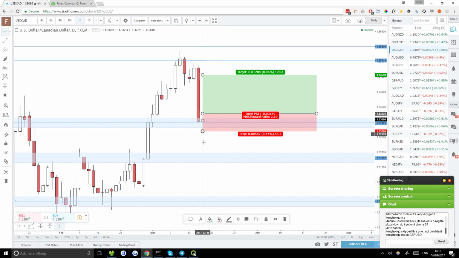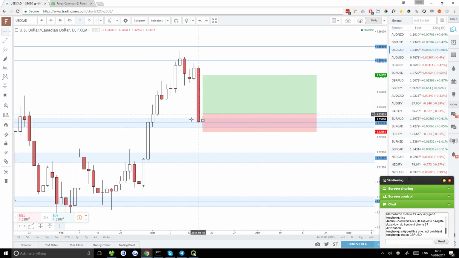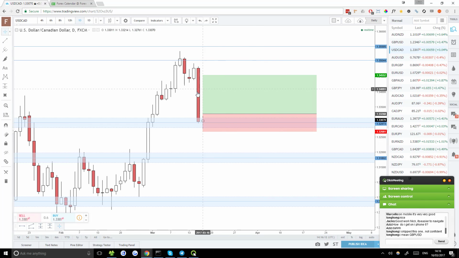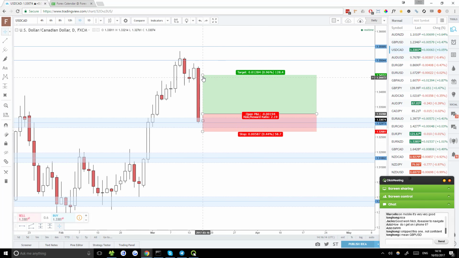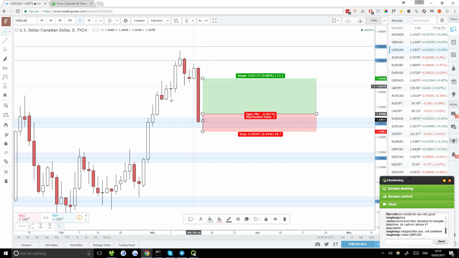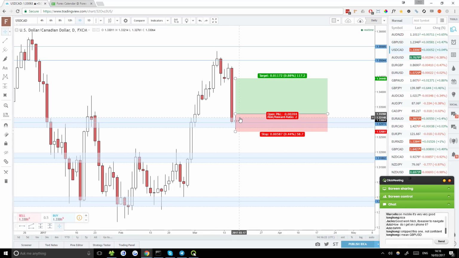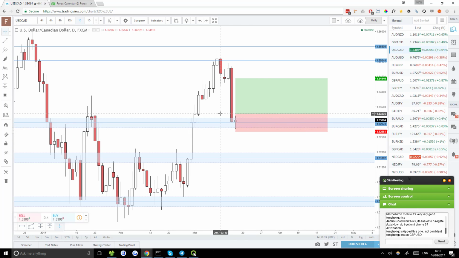A later entry is good because it confirms that buyers have taken control of price, and a wider stop is good, obviously, because it allows us to stay in the trade if it dips a bit back down into the support area. But yeah, we can still get a good risk to reward ratio even with a later entry and a bigger stop. So this does have some potential. Keep a close eye on it.